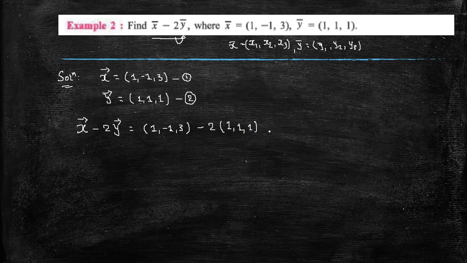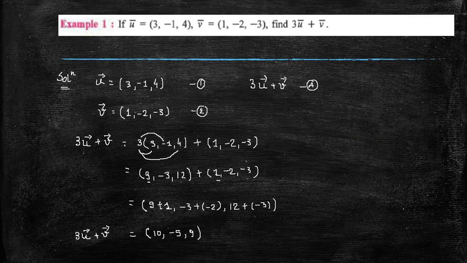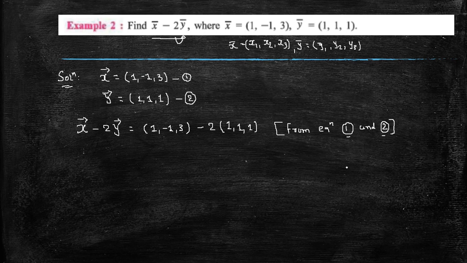From where we can write this? From equation 1 and 2. This is another method to reference these equations, mind well. We have already seen that using these equations we can write this. Over here we should refer from equation 1 and 2. See, this is the way we should write in mathematics.